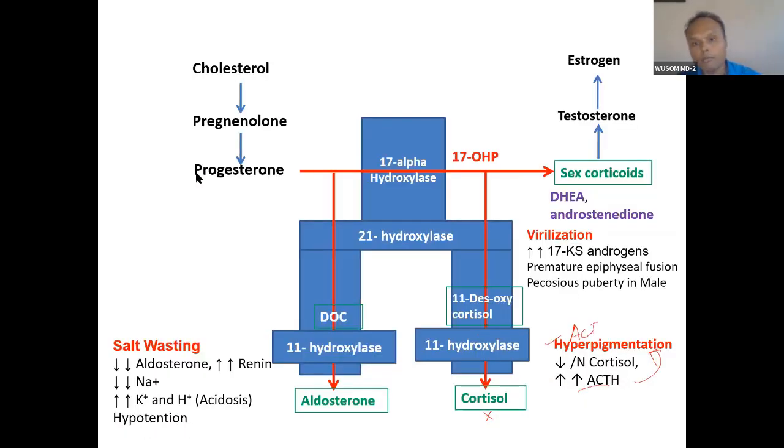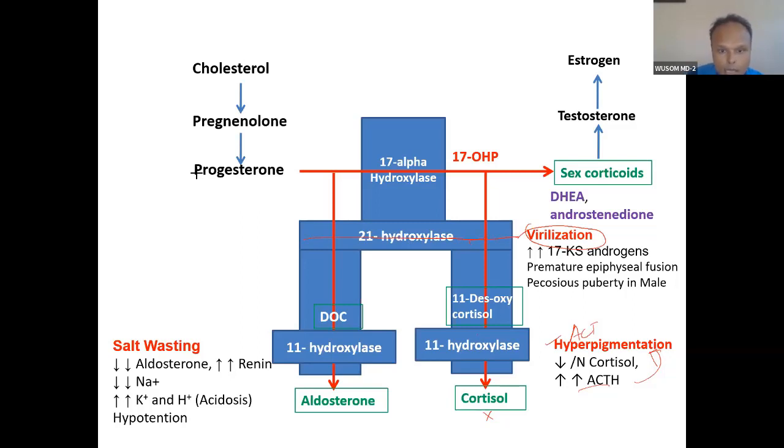And then what is the problem? Because of this, there will be virilization. When this is blocked, this will be high. When this is blocked, in this condition, if this 2 is blocked, what will happen? So the presentation related to this: you can see virilization will be there when there is 21 hydroxylase deficiency.